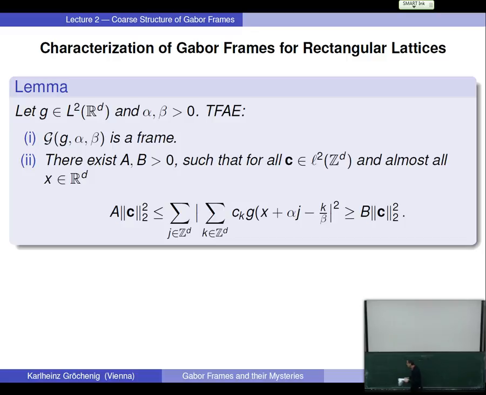So what I want to show you is that the biorthogonality condition is equivalent to the Riesz sequence property. That's basically playing with the words. And so let's see.